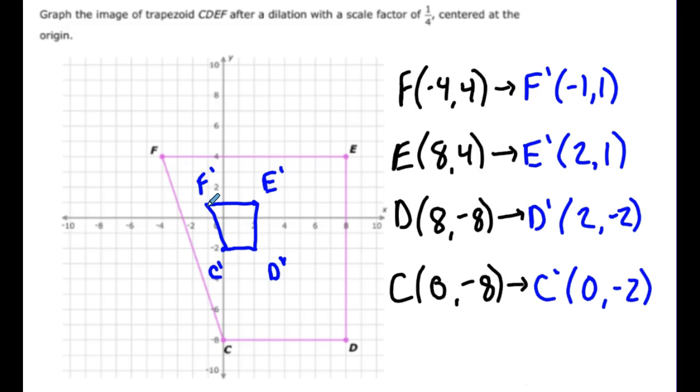So if we take our original trapezoid CDEF and perform a dilation with a scale factor of 1/4, now we get the image F prime, E prime, D prime, C prime. Okay, remember the prime helps us denote which one is the image.